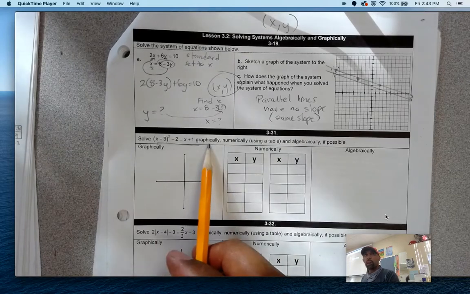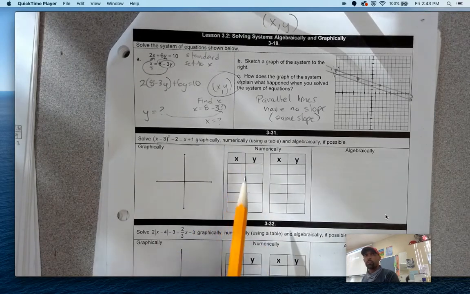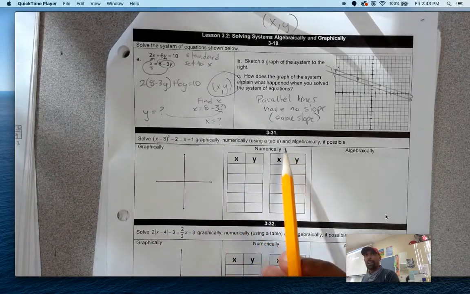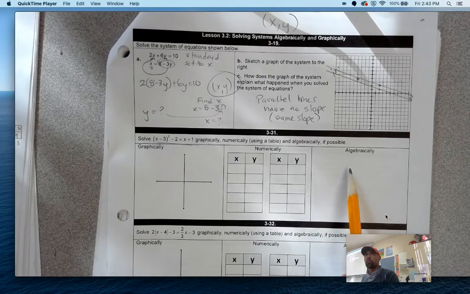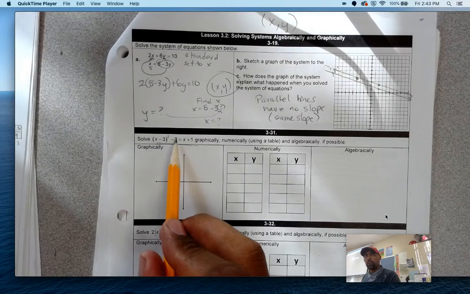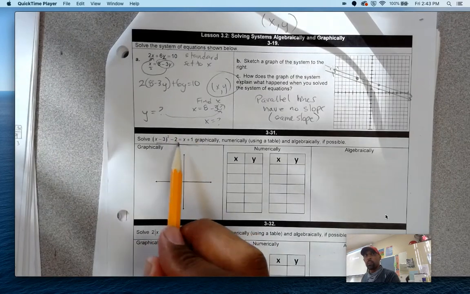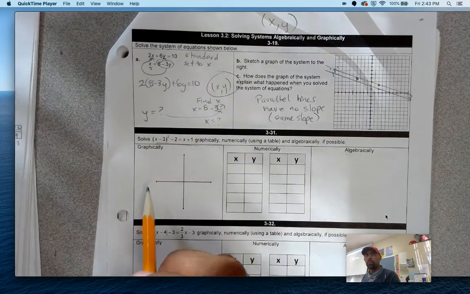Okay. So now in this next one, I'm going to take this equation and solve it graphically, numerically, which means I'm going to create a table, and algebraically, which means I'm going to solve the equation step by step. Okay, so I want you to know though, I know this looks like just one weird looking equation, but this is actually two separate equations here.